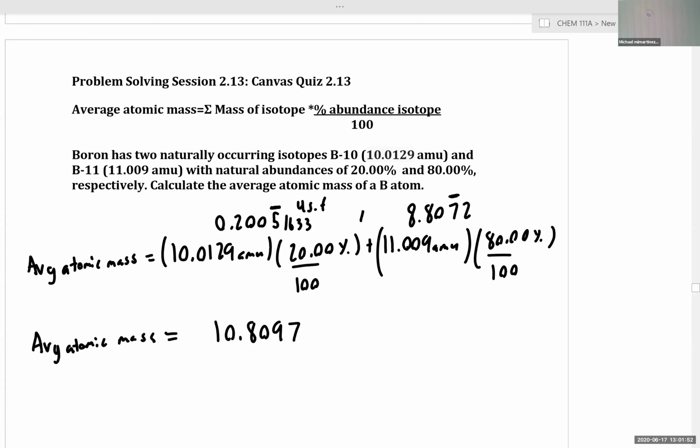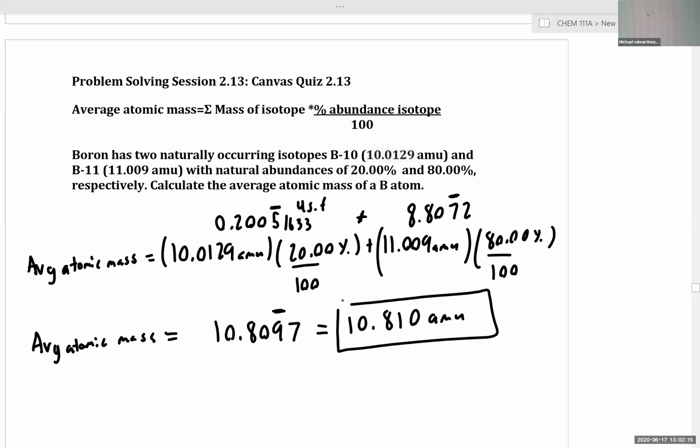Now, we're asked to round our number. In this case, when we do an addition operation, we care not about the total number of sig figs, but the number of decimal places. And we round to the least number of decimal places, which is 3, which will give us 10.810 AMU for our final answer. So just make sure you're following the sig fig rules for each step in a calculation.